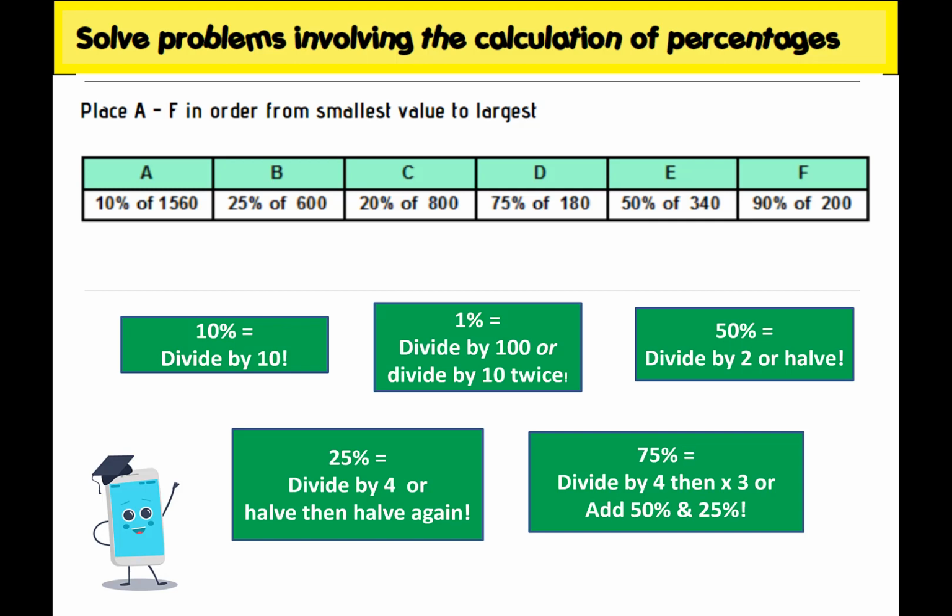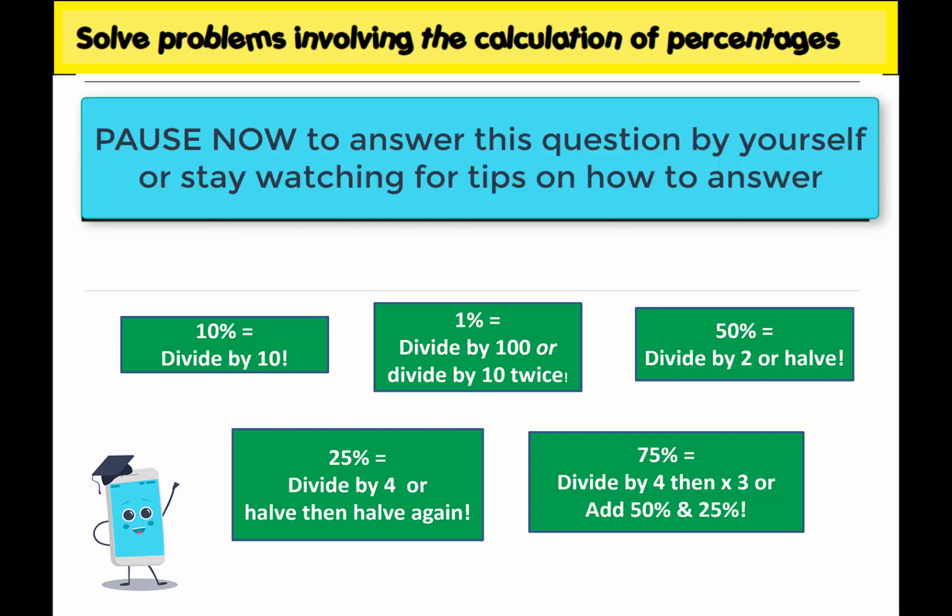So if you want to, you could pause the page here, use these clues to find A, B, C, D, E and F, and then put them in order. When you put them in order, write the letters into the boxes. Or if you stay with me, I'm going to go through each one individually. But if you think you can give it a go first, do so before you continue the video.